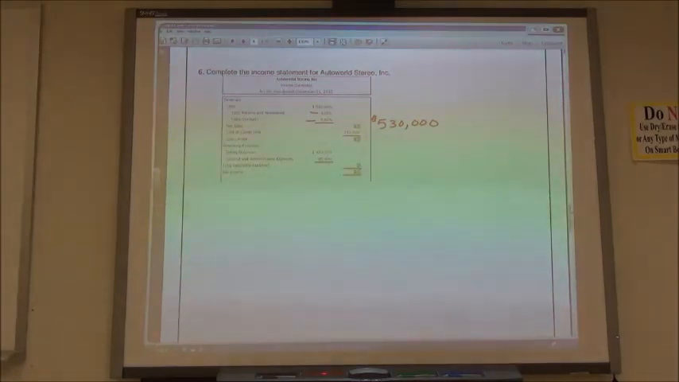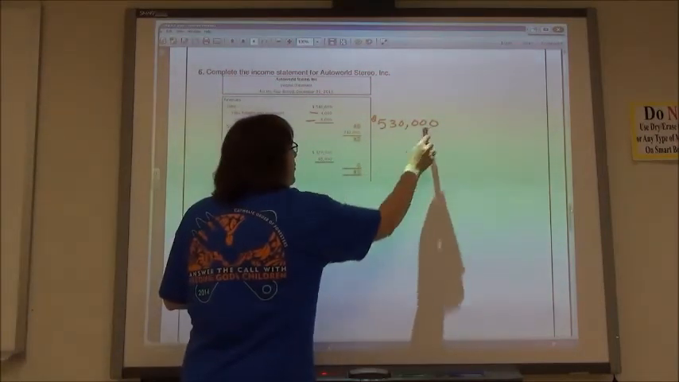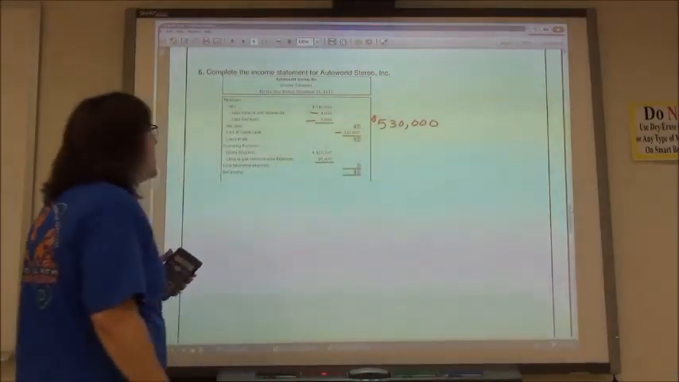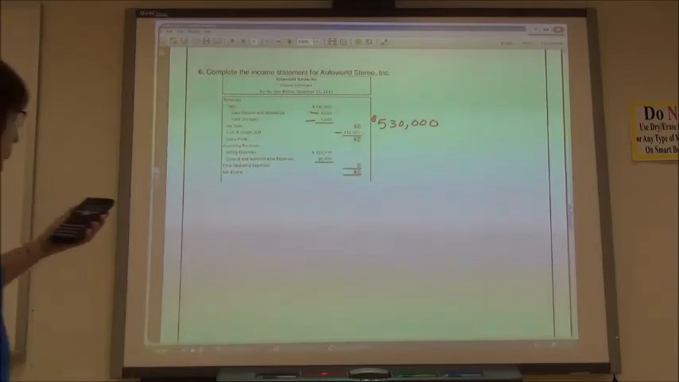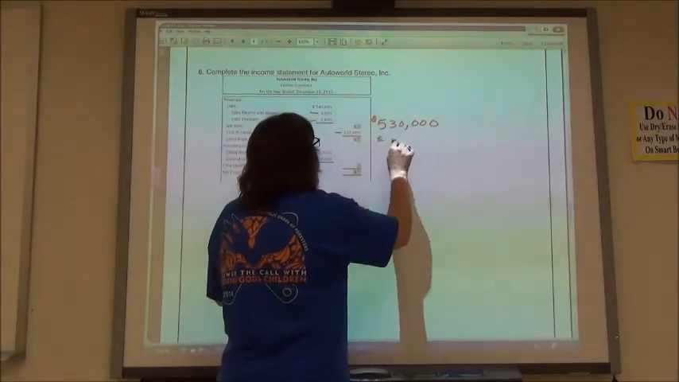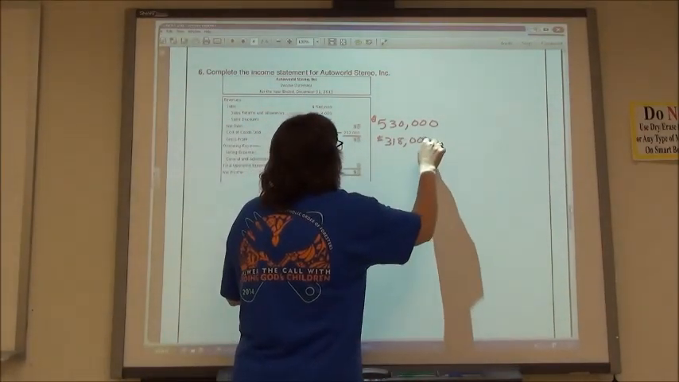Then I want to find my gross profit. I know what the cost of my goods sold are, so I'm going to take my net sales of 530,000. I'm going to subtract off the cost of the goods sold, so subtract off my 212,000, and my gross profit is 318,000.